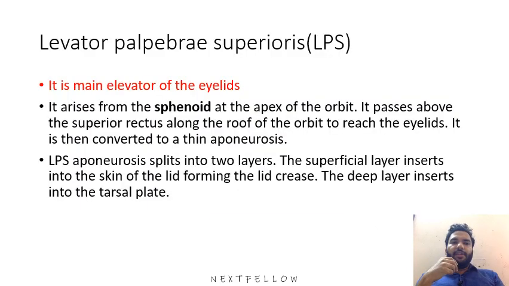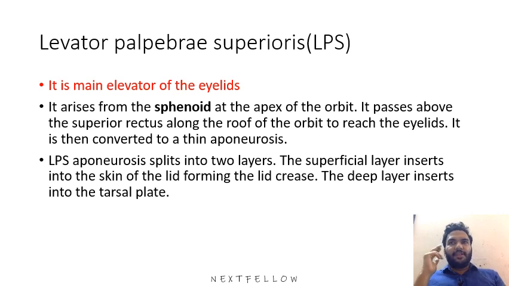Coming to levator palpebrae superioris, it's a main elevator of the eyelids. It arises from the sphenoid at the apex of the orbit. It passes above the superior rectus along the roof of the orbit to reach the eyelid. It is then converted into thin aponeurosis. LPS splits into two layers. Superficial inserts into the lid where it forms a crease, and the deep inserts into the tarsal plate. This forms an aponeurosis. That is where all these things happen, and it's supplied by third nerve.